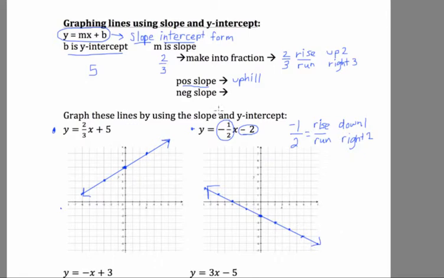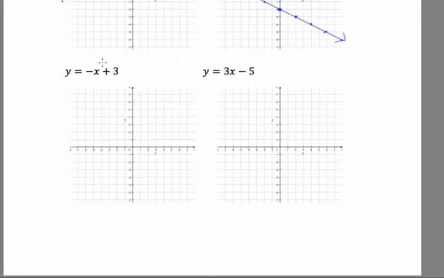Double check at the end. I had a negative slope, so I'm going downhill from left to right. A little dude would go downhill if he walked on my line. Let's look at the next problem. y equals -x plus 3. So we know we're going to cross the y-axis at 3. Our line will go downhill. Since it's a slope of -1, that's going to be a 45-degree angle going down.